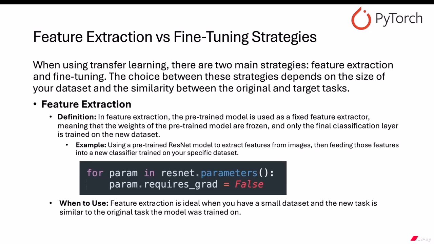So here, for param in resnet.parameters, param.requires_grad equal to False. When to use it? Feature extraction is ideal when you have a small dataset and the new task is similar to the original task the model was trained on.